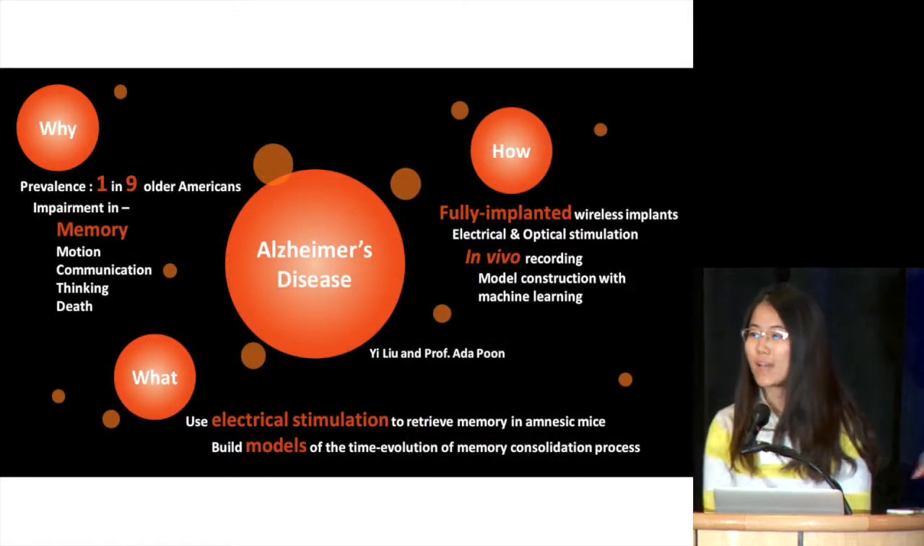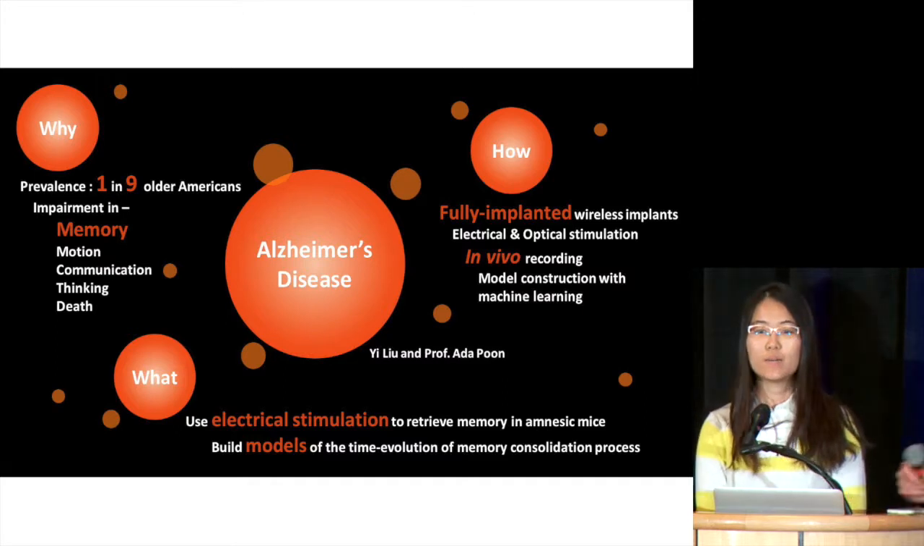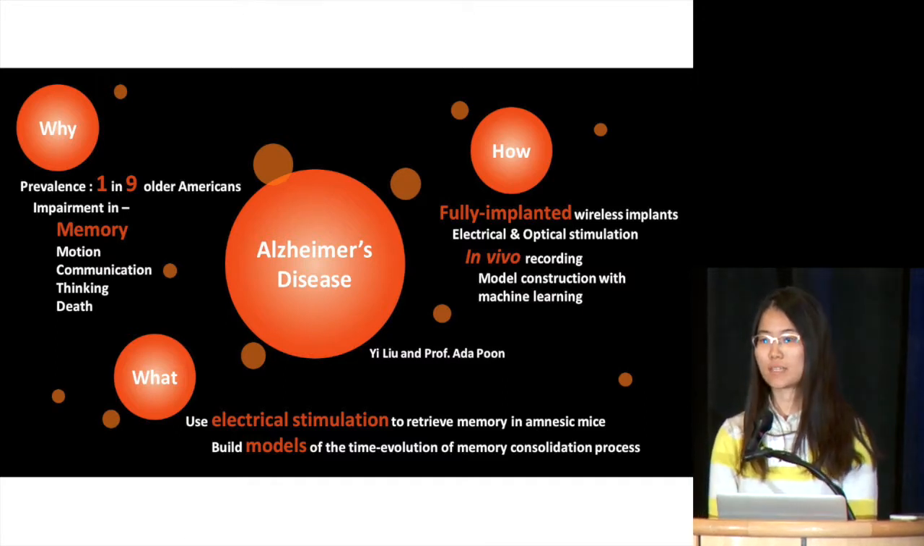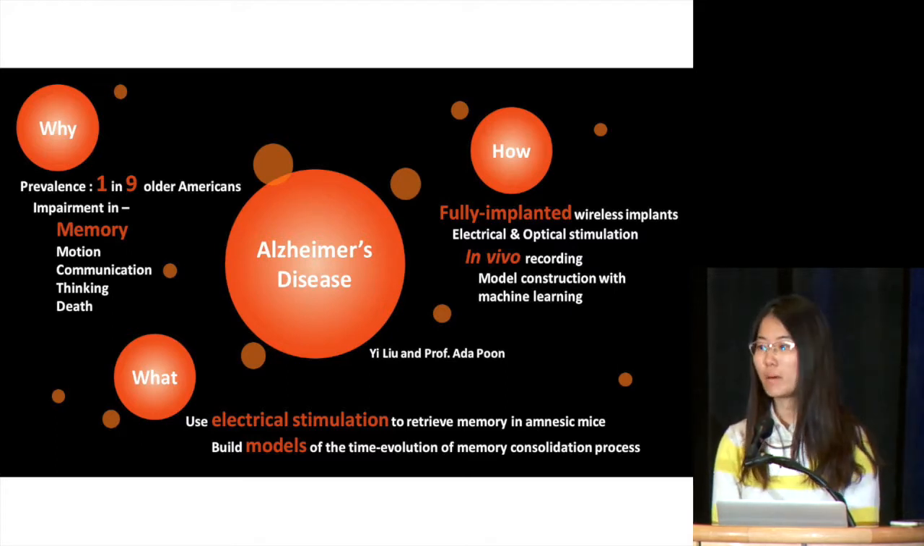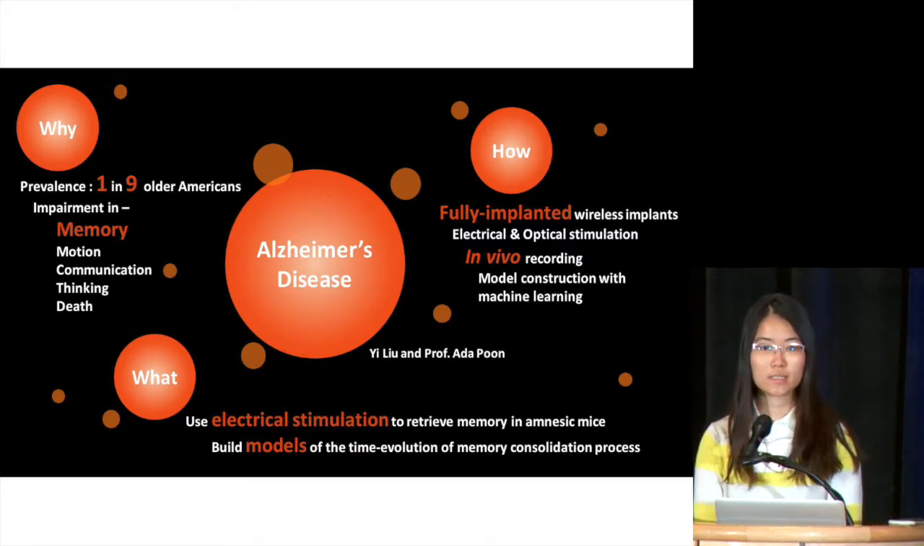Good evening, everyone. I'm Yi from Professor Ada Poon's group. We are addressing the issue of Alzheimer's disease, a common neurodegenerative disease among elderly people. Symptoms of Alzheimer's disease include worsening memory, difficulty in performing everyday activities, declined language skills and thinking abilities, and eventually death. Currently, there is no cure.